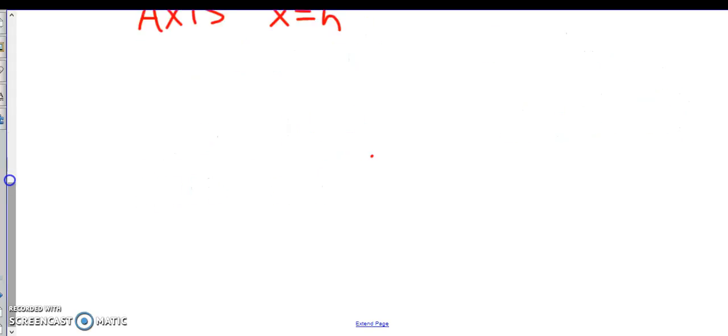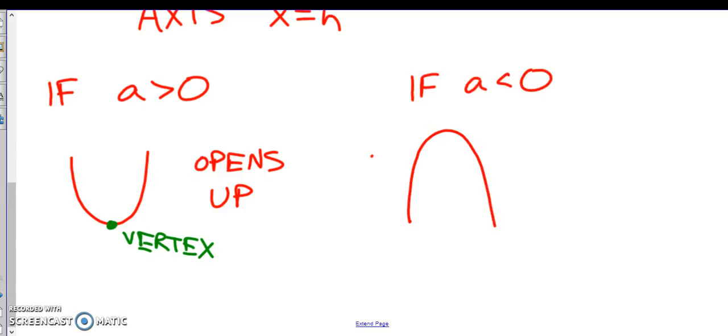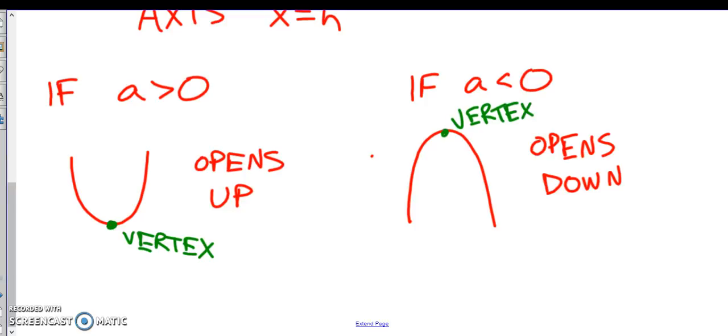Now, if a is positive, then your parabola opens upward. And of course, this point down here would be the vertex. And that would, of course, be a low point or a minimum. If, on the other hand, a is negative, then that causes your parabola to flip over. So this would open downward. And then your vertex would be up here as a maximum point.